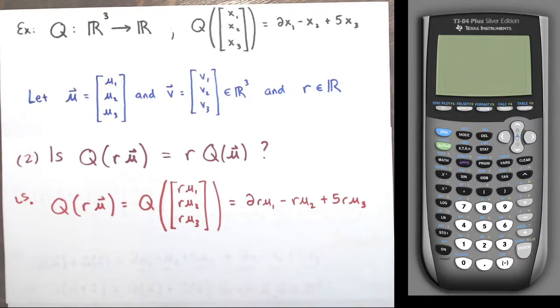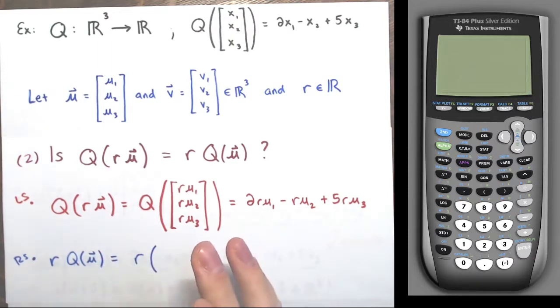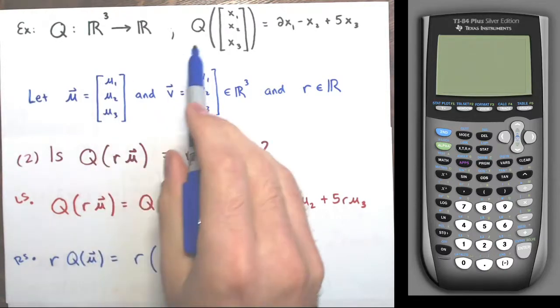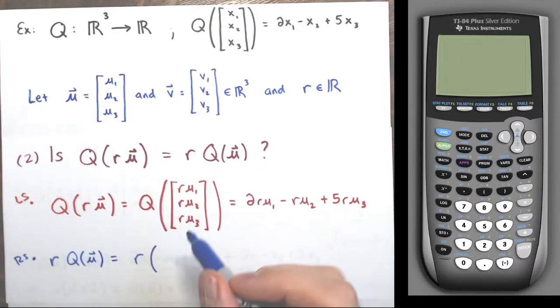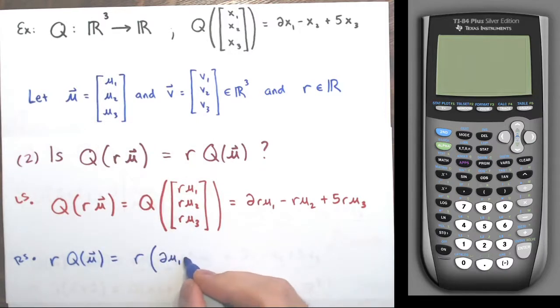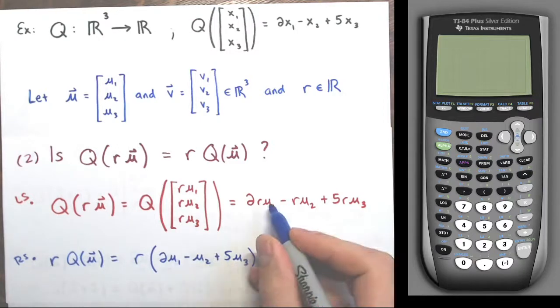All right. Now, if you want to look at the right side, what's the value of r times q of u? So that would be r times, and then in parentheses, because whenever you replace something, you usually put parentheses or brackets around it, q of u. If I applied q to u, with u1, u2, u3, I'd get 2u1 minus u2 plus 5u3. And can you see how these are actually going to be the same?